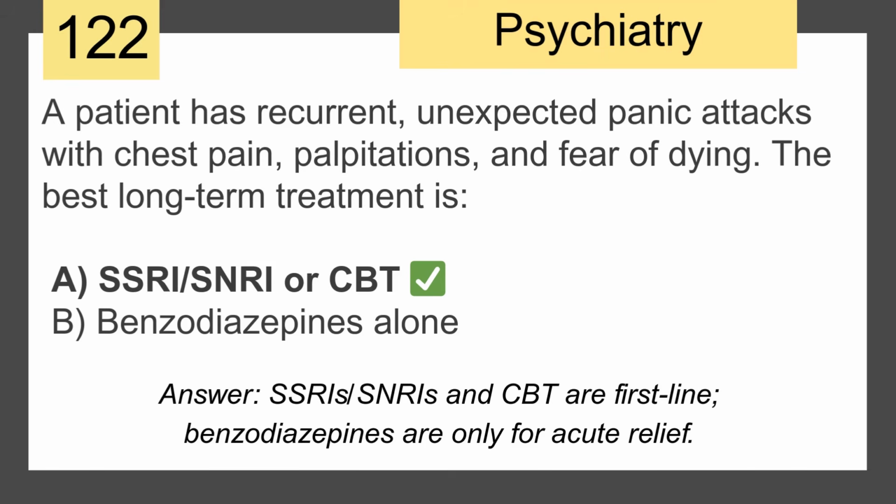Question 122 is telling us SSRIs and SNRIs, as well as CBT, are first line for panic attacks. Benzodiazepines are only for acute relief. SSRIs and SNRIs and CBT, as well, are first line for panic disorder. The benzos are only for acute relief.